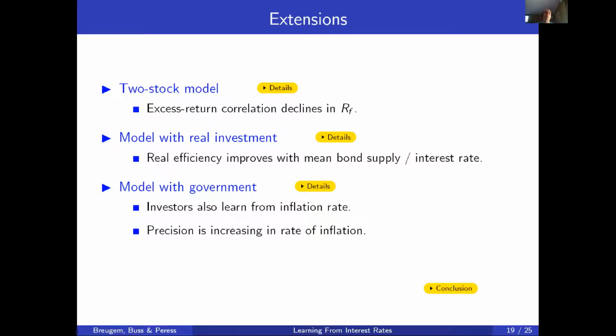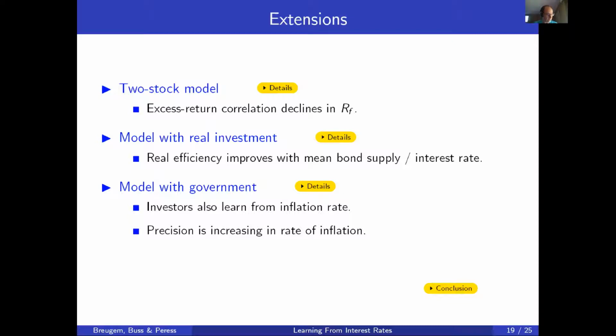And with money comes a price, essentially the rate of inflation. We show that in the same way that investors learn from the real interest rate in our baseline model, investors are going to learn from the inflation rate in this extended model with money. So now we've got two price signals, the real interest rate as well as the inflation rate, which are going to convey information. By and large, the mechanisms are the same, but it's interesting to note that inflation is also going to be conveying some information about the supplies of the assets in the economy, which are going to be useful for learning about asset payoffs.